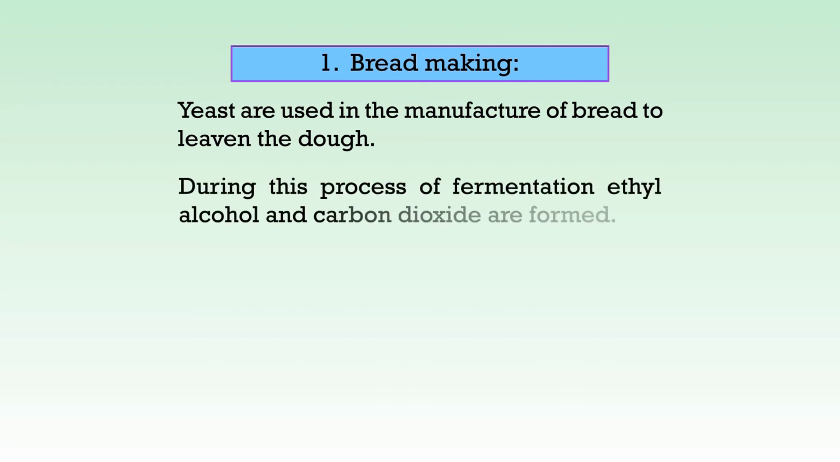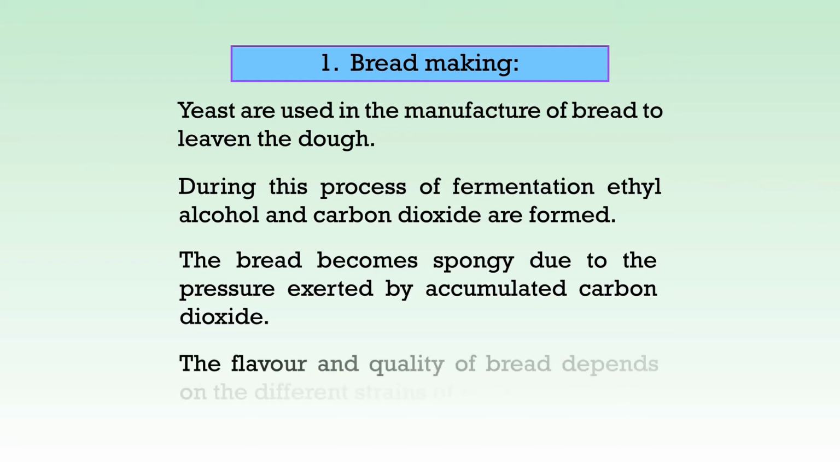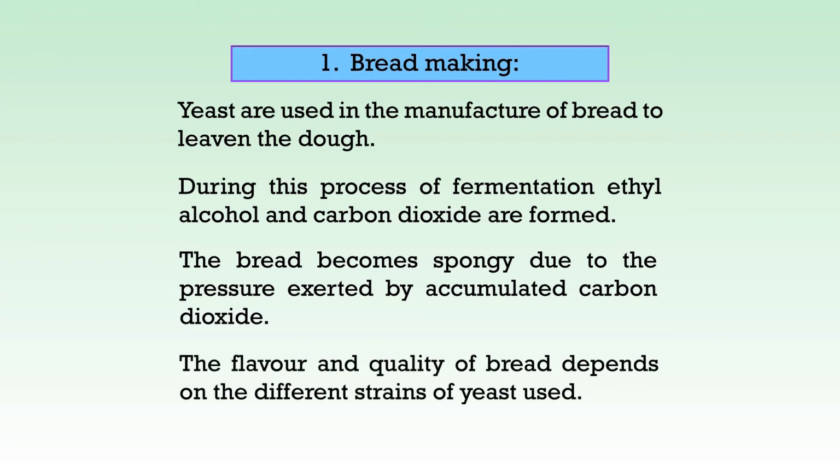During this process of fermentation, ethyl alcohol and carbon dioxide are formed. The bread becomes spongy because of the pressure exerted by the accumulated carbon dioxide. And also the flavor and the quality of the bread depend on the different strains of yeast used.